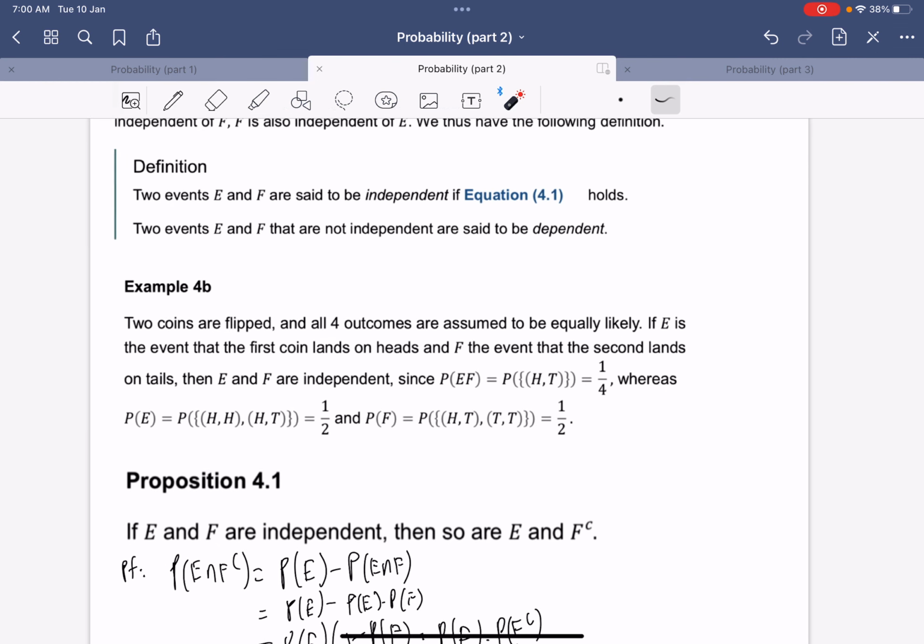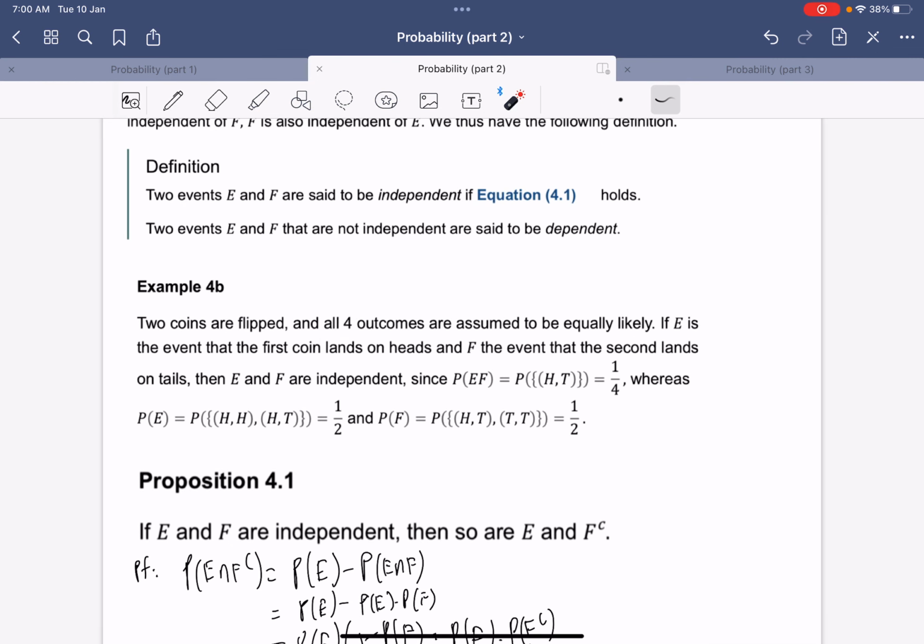So let's take an example. You have 2 coins and they are flipped. E is the event of the first coin landing a head, and F is the event that the second coin lands a tail. And this, of course, is independent because it doesn't matter whether you flip a heads first or tails next. The event that the head occurs won't affect the chance that a tail will occur.